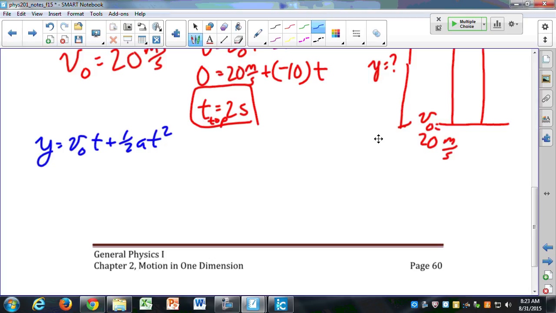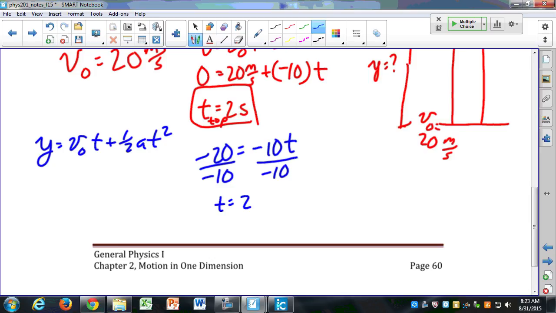Yes, Sydney, I'm sorry. What's up? For this one right here, where I take the 20 over to the left-hand side, I subtract 20 from both sides, so I get negative 20 equals negative 10t, and then I divide both sides by negative 10, and I get t equals 2. Got me?